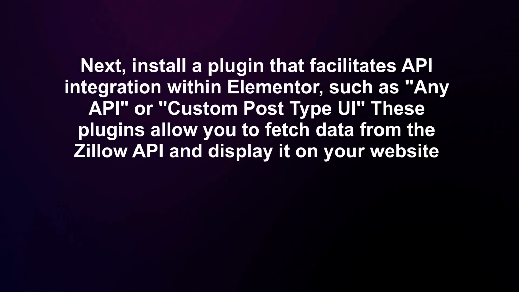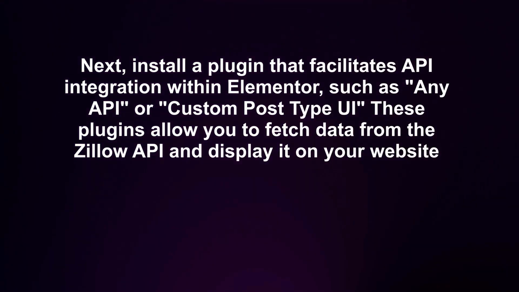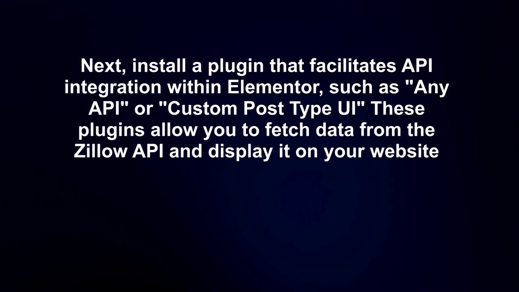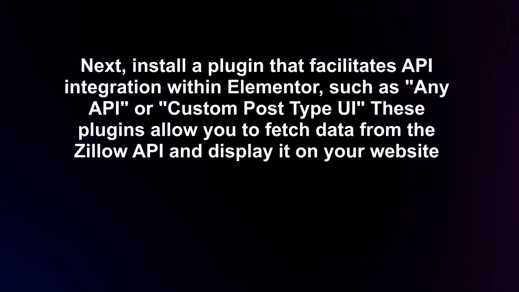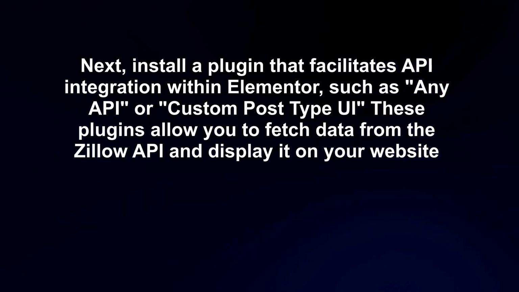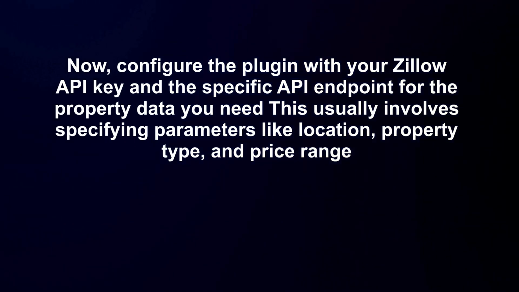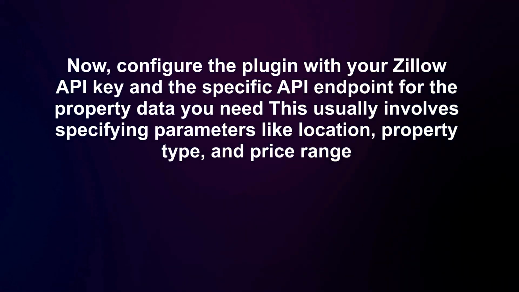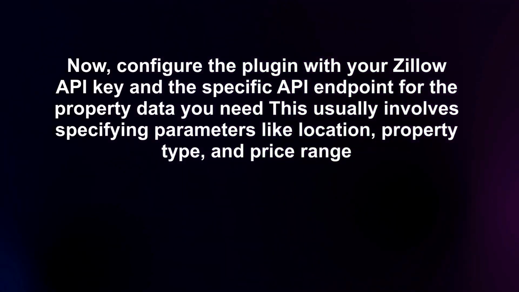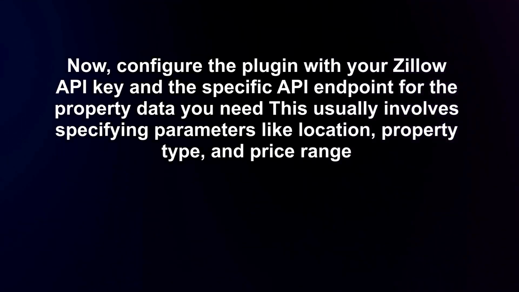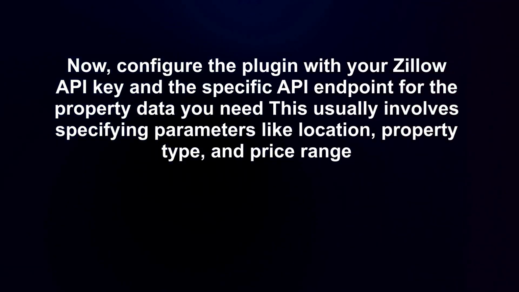Next, install a plugin that facilitates API integration within Elementor, such as Any API or Custom Post Type UI. These plugins allow you to fetch data from the Zillow API and display it on your website. Now, configure the plugin with your Zillow API key and the specific API endpoint for the property data you need. This usually involves specifying parameters like location, property type, and price range.